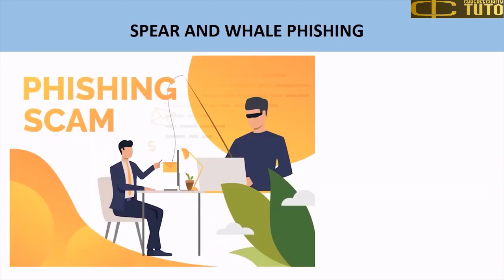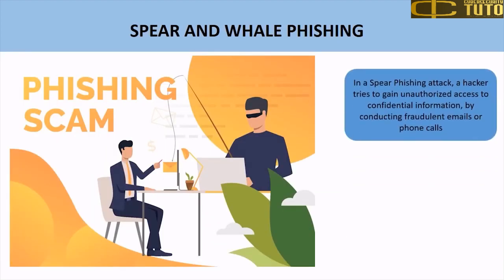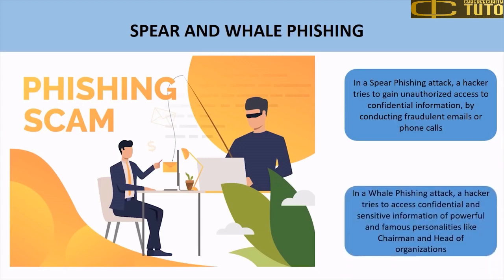We will now see spear phishing and whale phishing. In a spear phishing attack, a hacker tries to gain unauthorized access to confidential information by conducting fraudulent emails or phone calls. In a whale phishing attack, a hacker tries to access confidential and sensitive information of powerful and famous personalities like chairmen and heads of organizations.